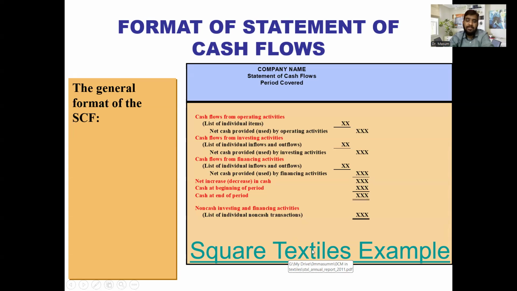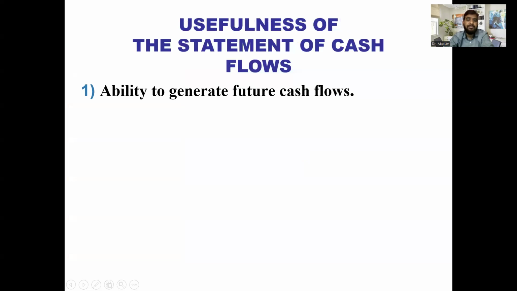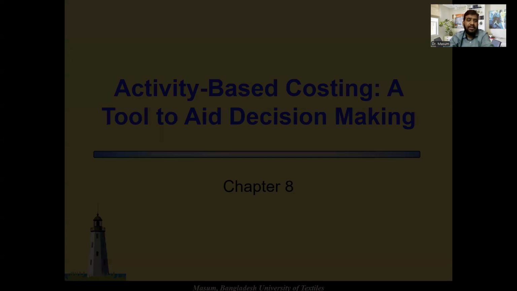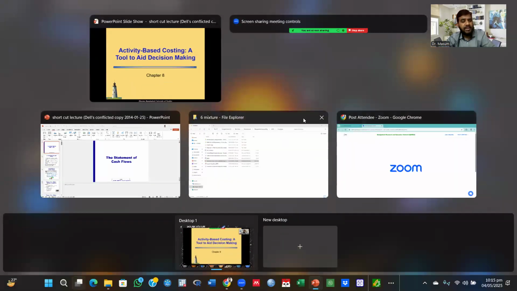So right this moment, I'm not going to Square Textiles. Just to get the idea what is cash flow statement, all right? There are three types: operating, investing, and financing activities. And these are recorded in a cash flow statement. Okay, let's check the cash flow statement of Square Textiles Limited.